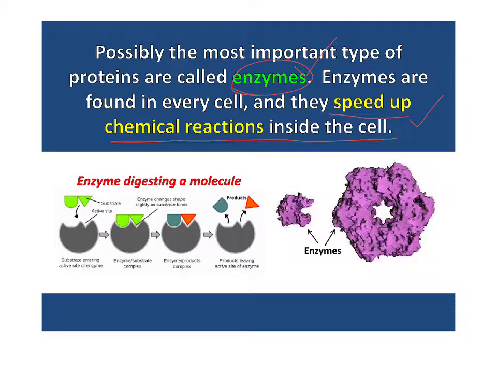So those are the next two on your notes. What type of protein is possibly the most important? Enzymes. What do enzymes do? They speed up chemical reactions inside the cell. We're going to talk a lot more about enzymes in our next lesson.